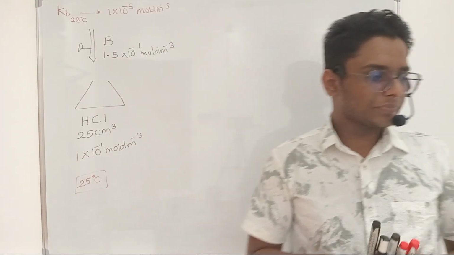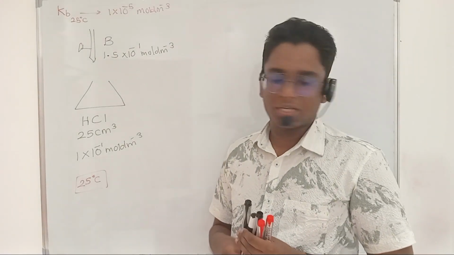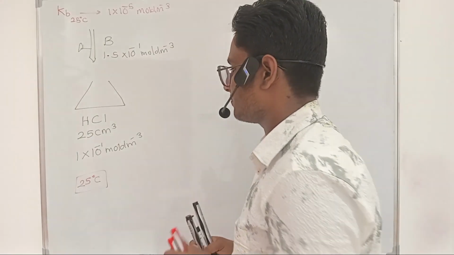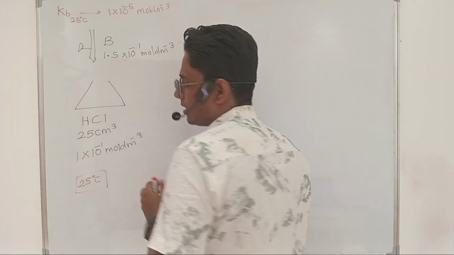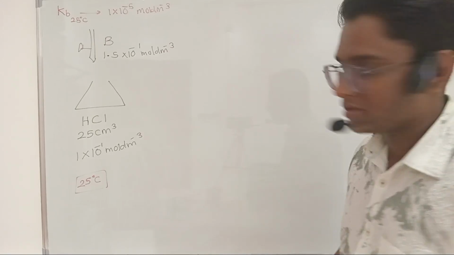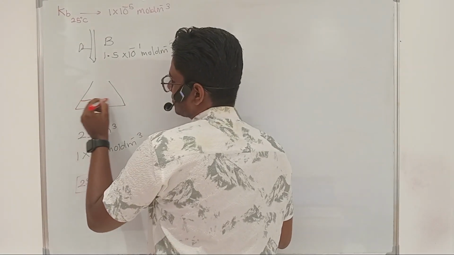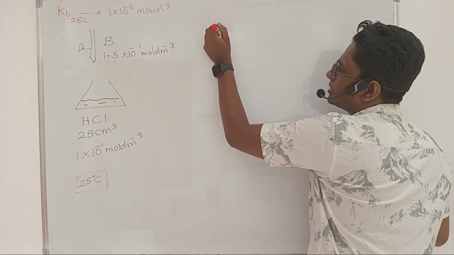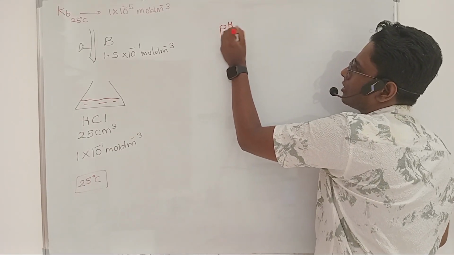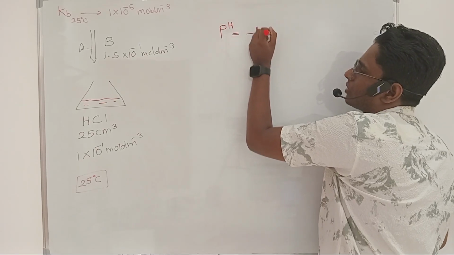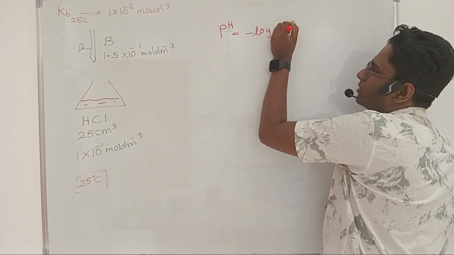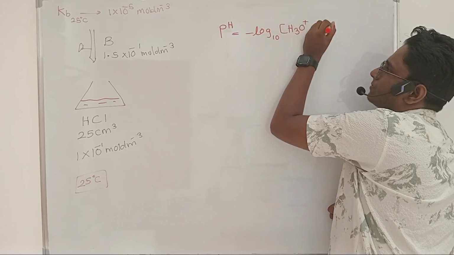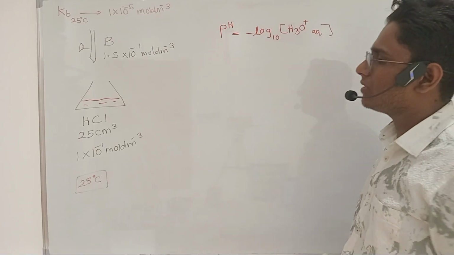Now what are they asking? Calculate the pH of the acid solution in the titration flask. They're asking the initial pH inside this titration flask. How can we find it? You all know that pH is equal to negative log10 of the concentration of H3O⁺(aq). This is the equation to find the pH values.